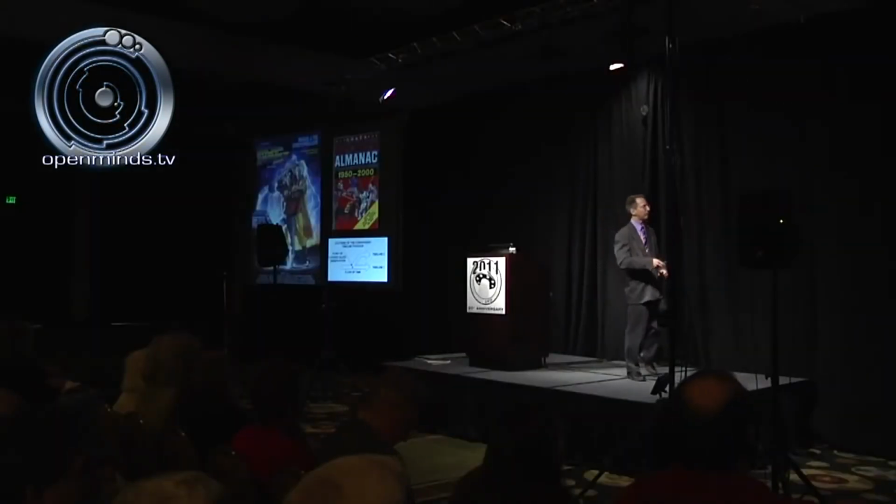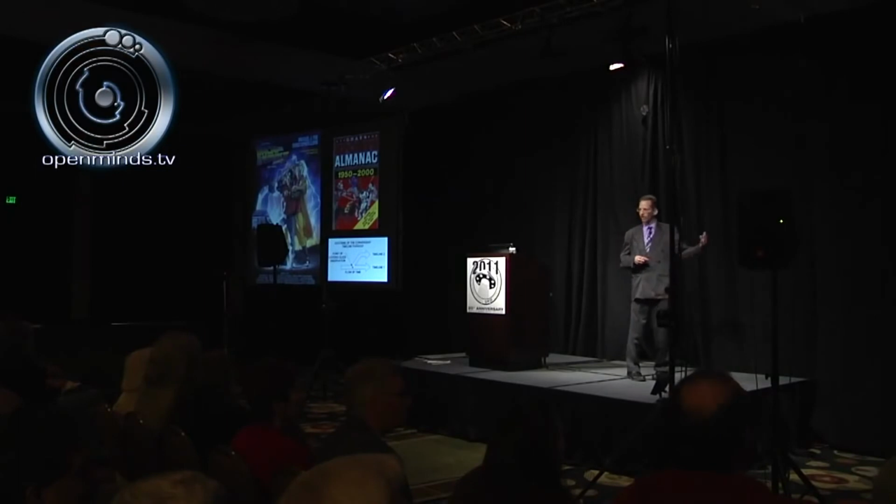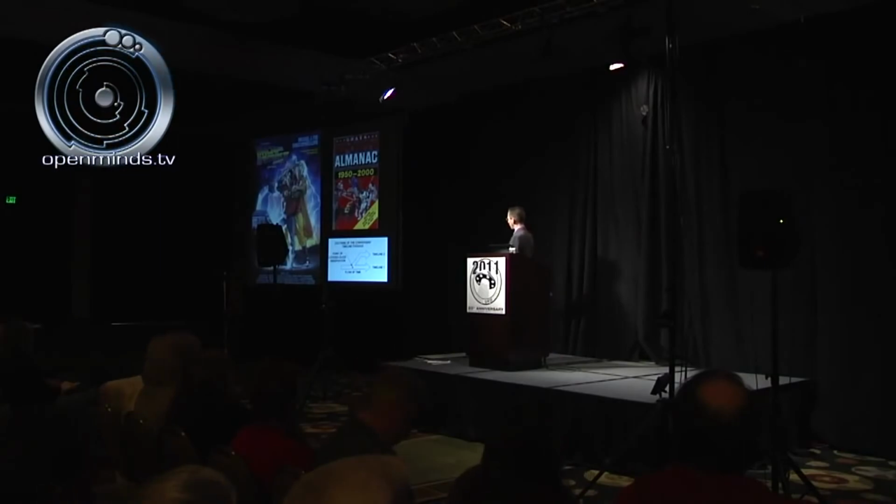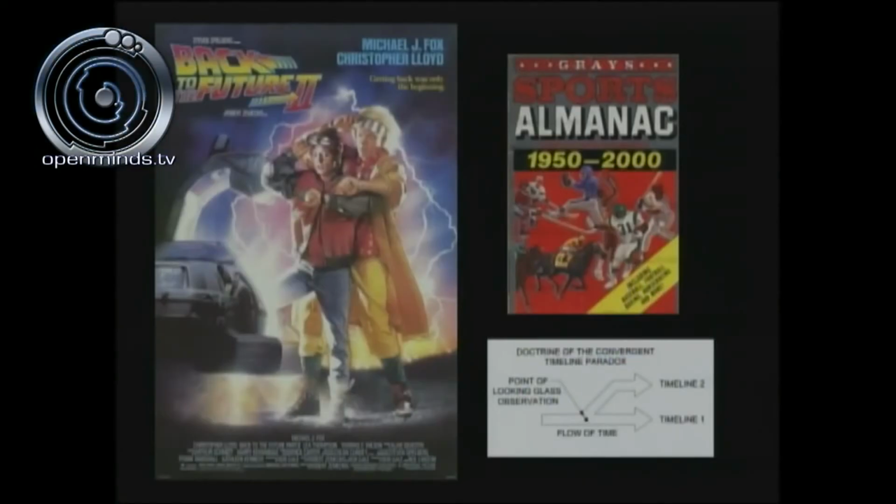Now, when we talk about time travel and the doctrine of convergent timeline paradox, in my assessment, there is no better illustration of this concept than the movie Back to the Future 2. And they talk about this in that movie. Just to illustrate this, on the bottom here we've got something called the flow of time, representative of the bottom arrow, timeline 1. That's the timeline we're on. We're moving down this timeline and everything is fine, everything is great, and then somebody decides to flip on one of these Looking Glass devices, and this is called the Looking Glass point of observation. That's right here. Now, we have someone that is looking into the future of probable events.